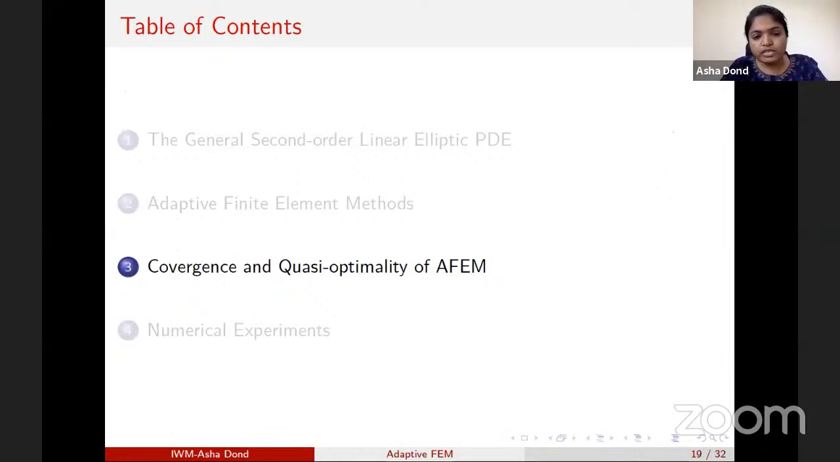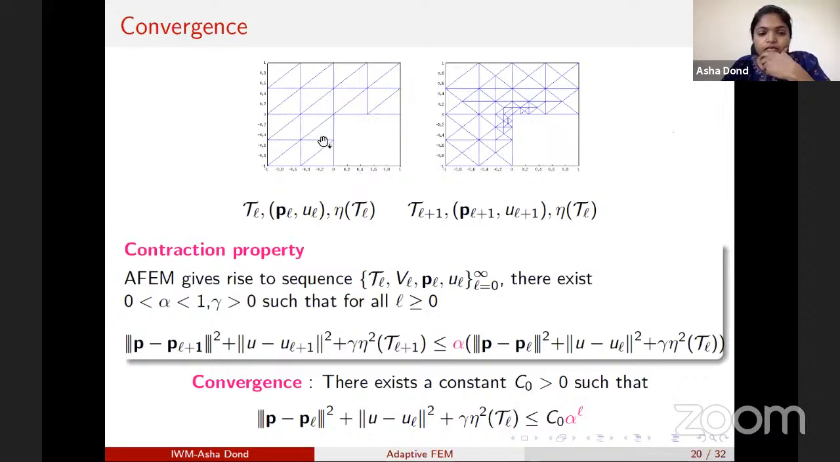So now, how to prove the convergence of the adaptive algorithm? Whenever we solve our problem from one mesh to another mesh, this is the first mesh, and this is the discrete solution at this level, and this is an estimator. And we refine. We go for the second. After refinement, we get another mesh, and over that we get this kind of discrete solution.